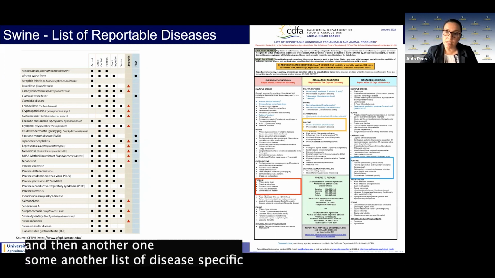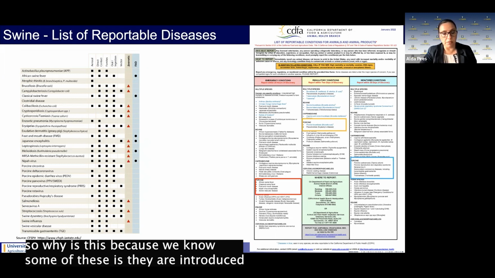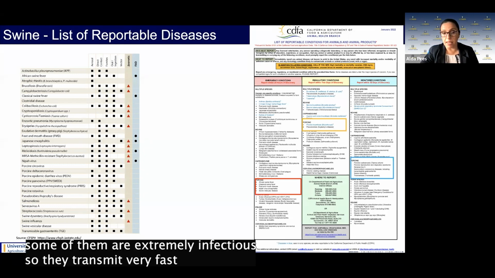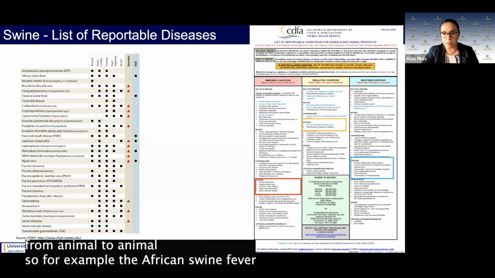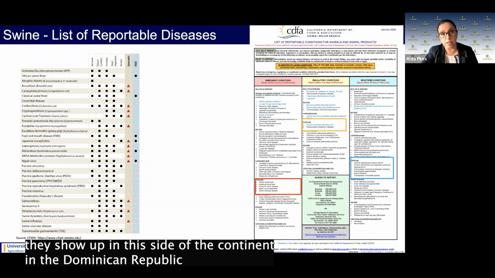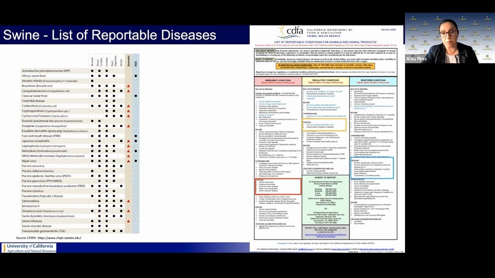Another list of diseases specific to swine should be monitored and reported within 30 days. Why is this? Because we know some of these are introduced either into the swine population or into the country. Some of them are extremely infectious, so they transmit very fast from animal to animal. For example, African swine fever, we don't have it in our country, but we have some cases that have shown up on this side of the continent, in the Dominican Republic. Other diseases have huge consequences in terms of economy and loss of those farms and animals.